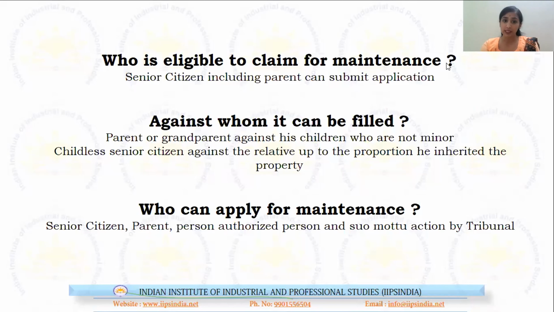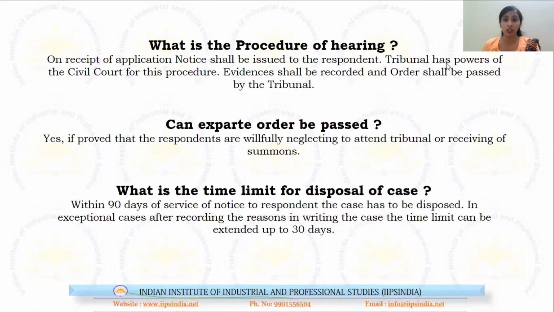Who can apply for maintenance? A senior citizen, a parent, a person authorized, or suo motu action by the tribunal. The senior citizen or the parents can file the application in person, or they can authorize any third person to file the application on their behalf. This provision is introduced because if a senior citizen is not keeping well, he has to move to and fro. To avoid all that, the authorized person is given the right to appear before the tribunal on behalf of the senior citizen.